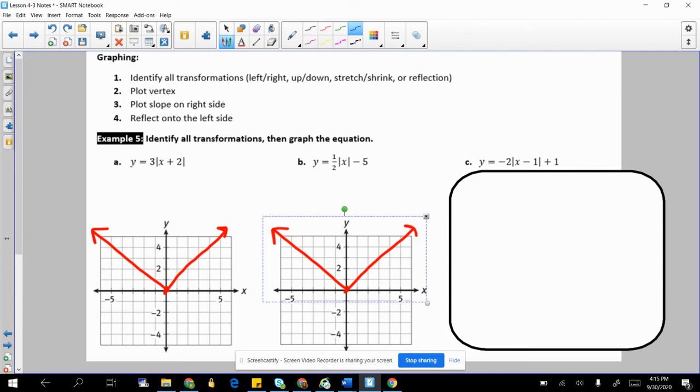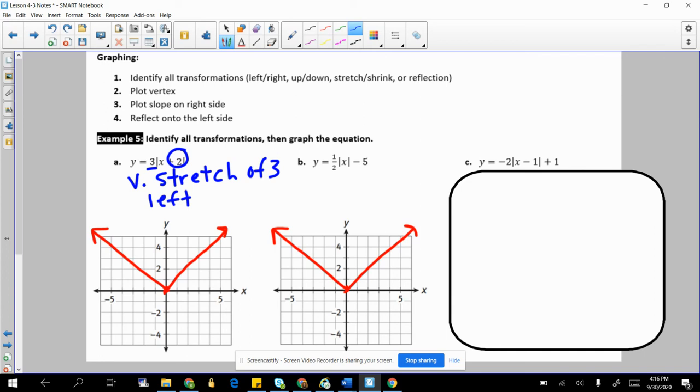So let's see here. We have a vertical stretch of 3, and we're also moving to the left 2. Because of this plus 2. So left 2.